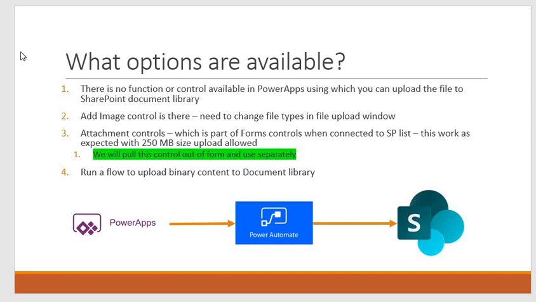There's another default control which comes with the form when you are trying to create a record in SharePoint list and you add a form control. There comes an attachment control if you add the attachment field, using which you can attach files to the SharePoint list items. So in this approach, of course, we are going to use the same control. We'll be copying or pulling out that control from the form control and using it on a separate screen.